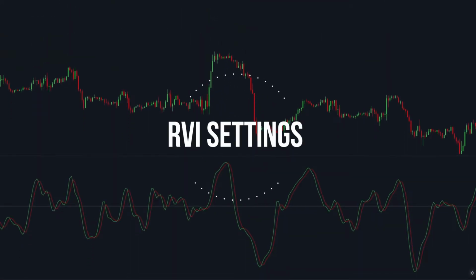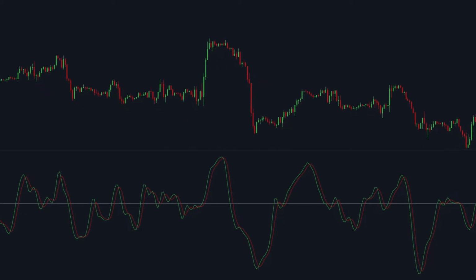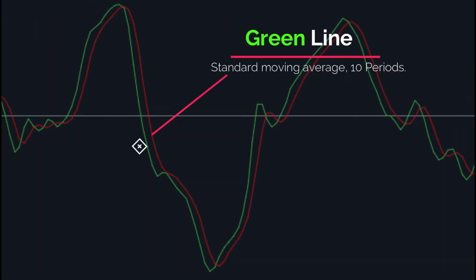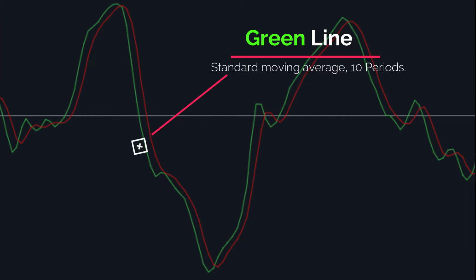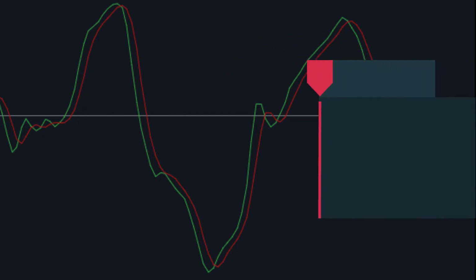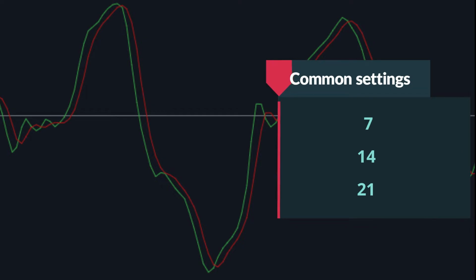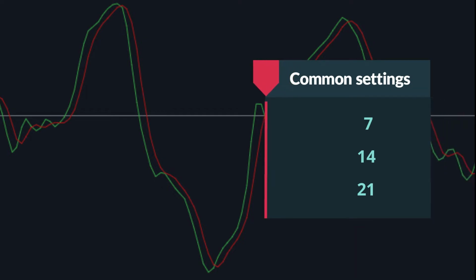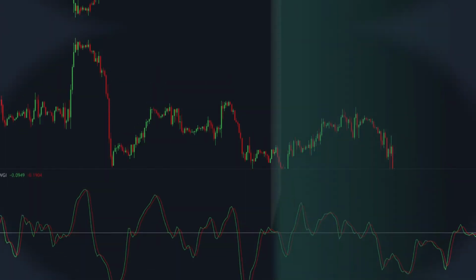Which settings to use and how to read the Relative Vigor Index indicator. The RV indicator has two lines, a green line that is a standard moving average. The value of this green line is 10 periods, but you can change it to fit your needs. Some other common settings are 7, 14, and 21 periods.